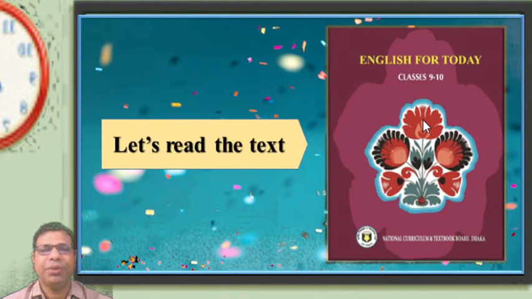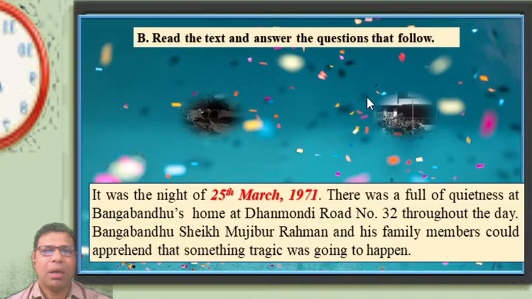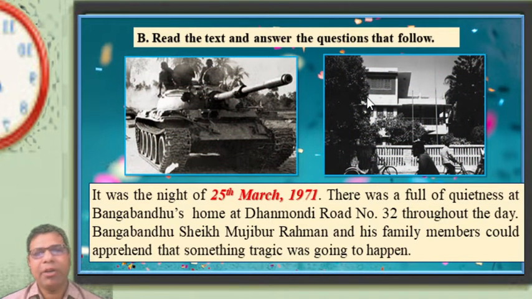So dear students, now let's read the text first. You also open the books. This is activity B. It was the night of 25th March 1971. There was full quietness at Bangabandhu's home at Dhanmondi Road No. 32. Throughout the day, Bangabandhu Sheikh Mujibur Rahman and his family members could apprehend that something tragic was going to happen.